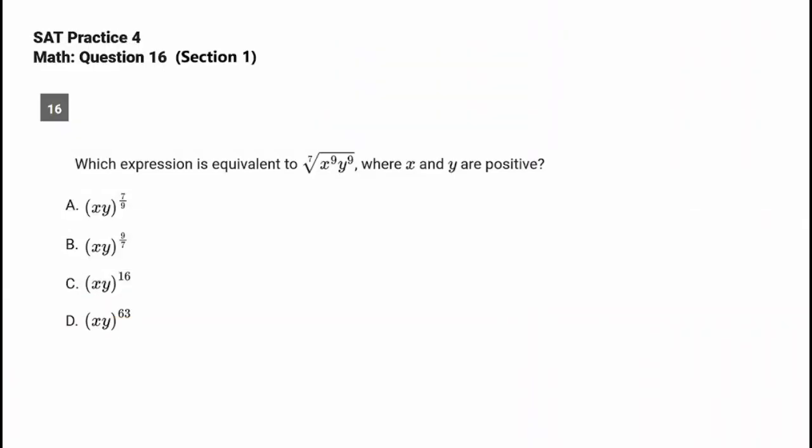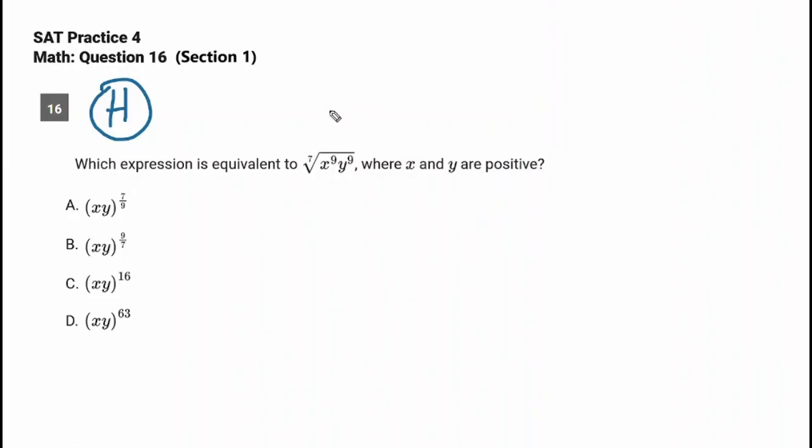We're on SAT Practice Test 4, Math Section 1, Question 16. What's the level of difficulty here? Guys, this is the first hard question on Section 1. And from here on out, it's going to be hard or stupid hard. Which equation is equivalent to this mess where x and y are positive?